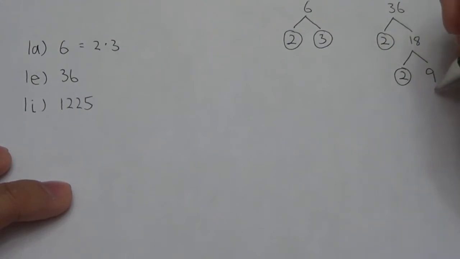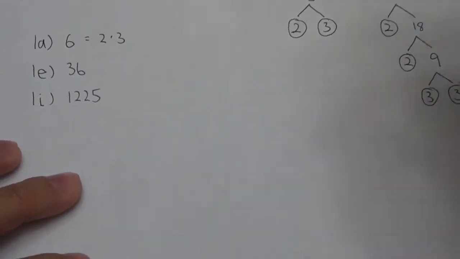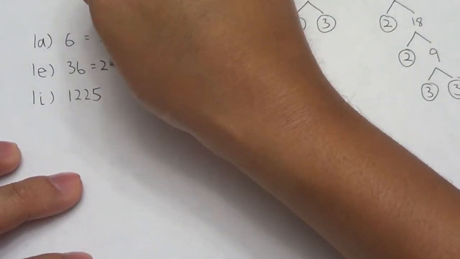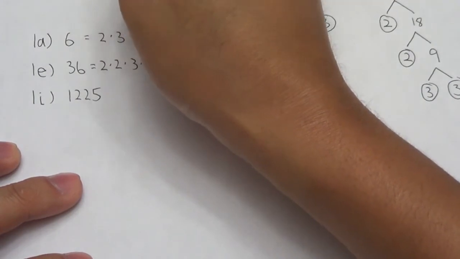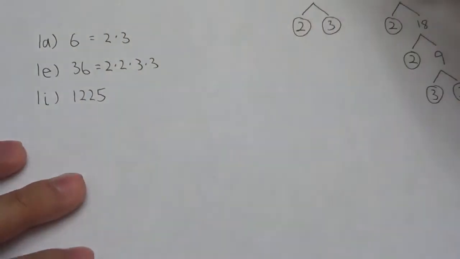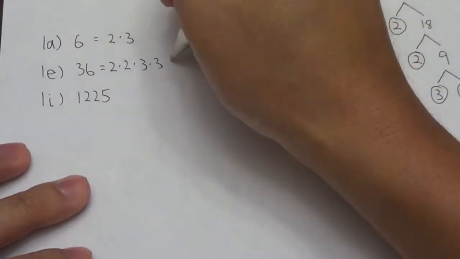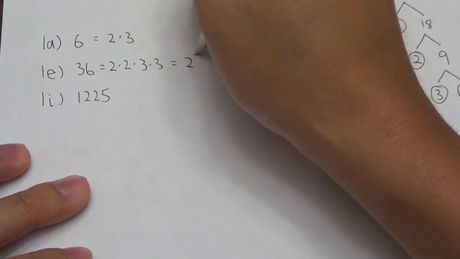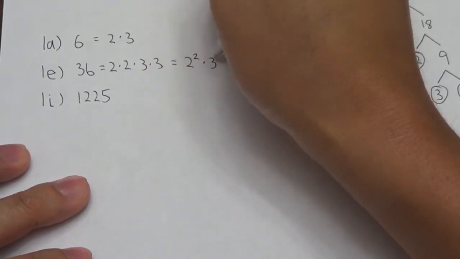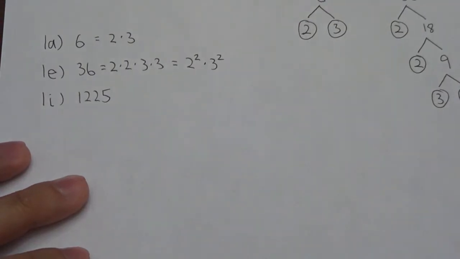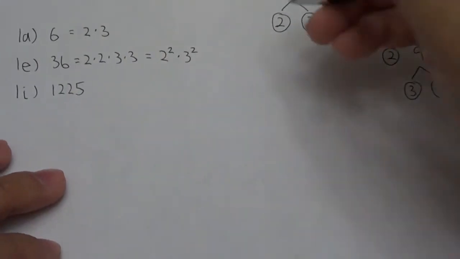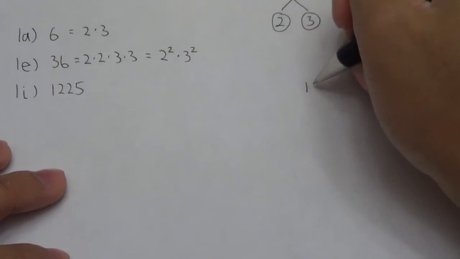Alright, 9, it's not a prime number yet because we can split that into 3 times 3. 3 is a prime number, going to circle, all numbers are circled. I have 2 times 2 times 3 times 3. Now remember it says to use exponents, so that is 2 squared times 3 squared. Alright, the next one is a little harder because it's a bigger number.